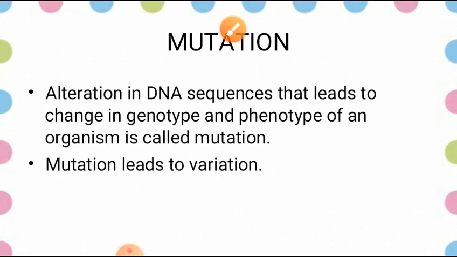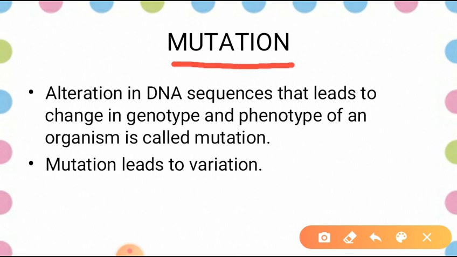So, what is mutation? The term mutation refers to a sudden inheritable type of change. A sudden change occurs in an organism, but that change, if it is passed on from one generation to another generation, that type of change is called mutation. So mutation is a sudden inheritable type of change.